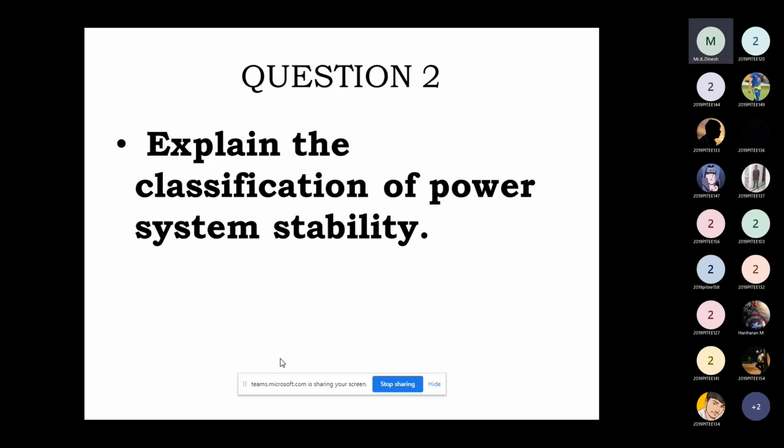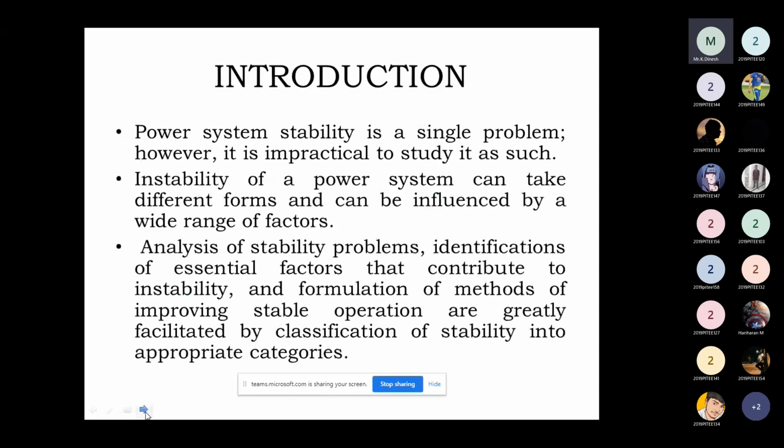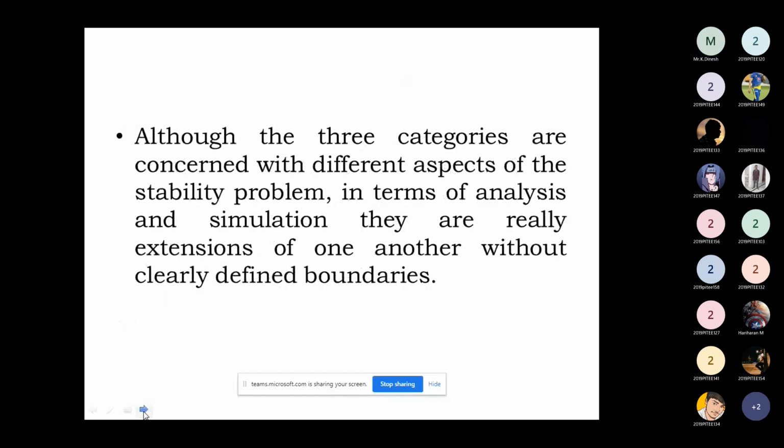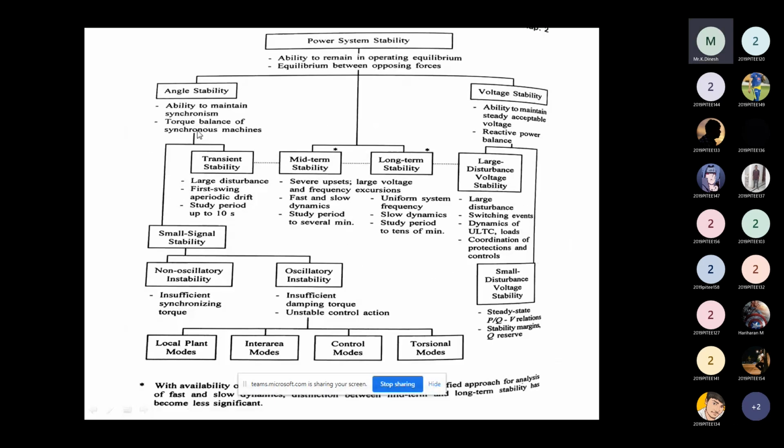So we explain the classification of power system stability. So we have to classify our power system as per our specified things. So it is a simple block diagram. You may get 6 mark, 8 mark, or 12 mark, like that. So this is the overall picture of your power system stability.